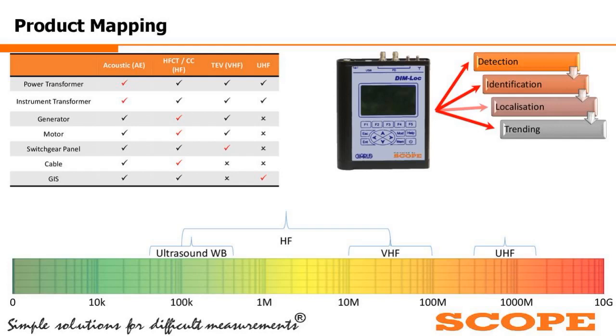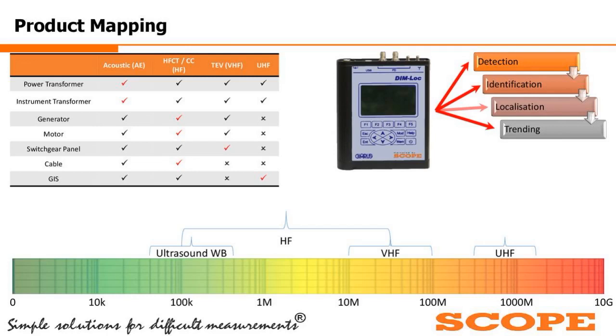So this product, as you can see, can be used for the power transformer, as I have already told. HFCT and coupling HFCT are supplied. If you require the coupling capacitor, that can also be supplied as an optional, or if you have your existing coupling capacitor, those can also be integrated or used for the measurement with this kit. TV sensors can be attached to the HF channel, and then we can also use the UHF signal for the GIS application.